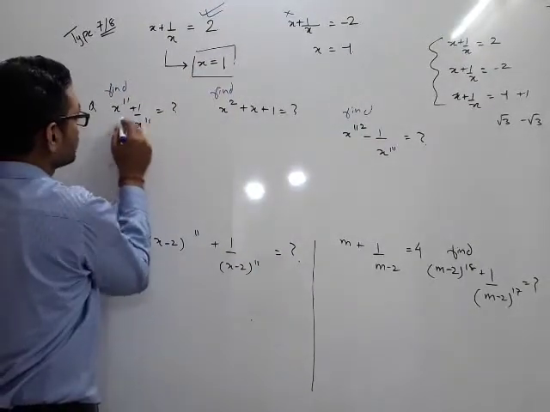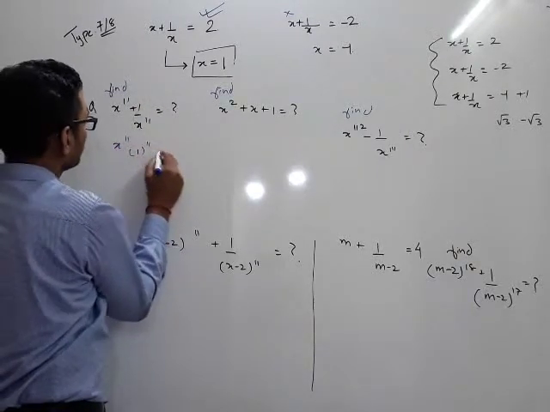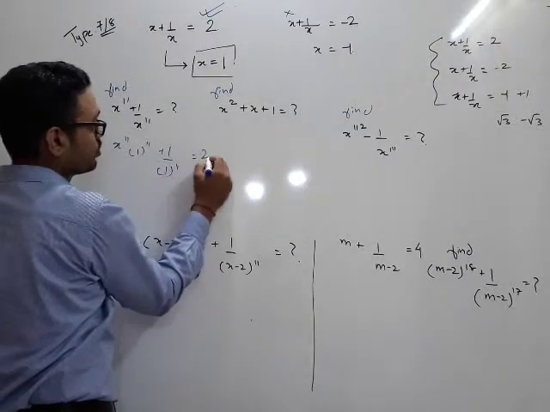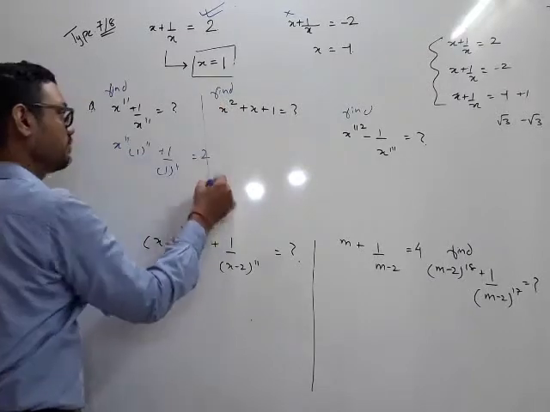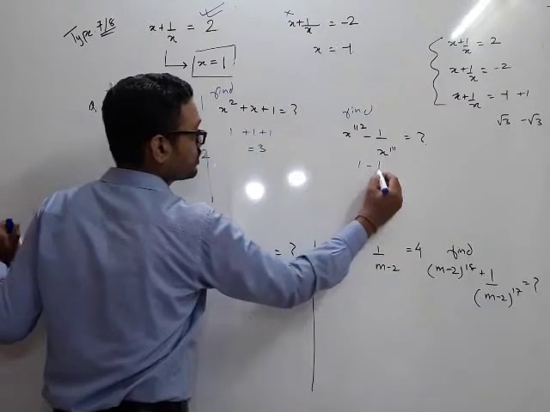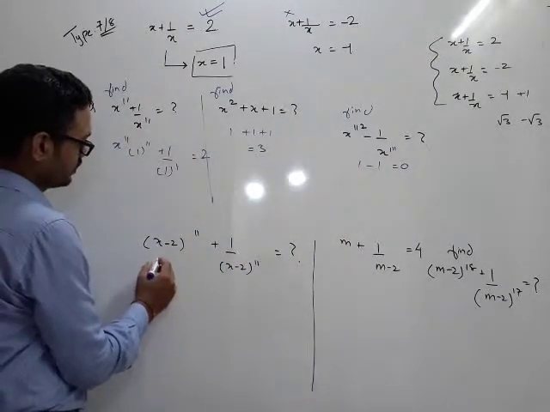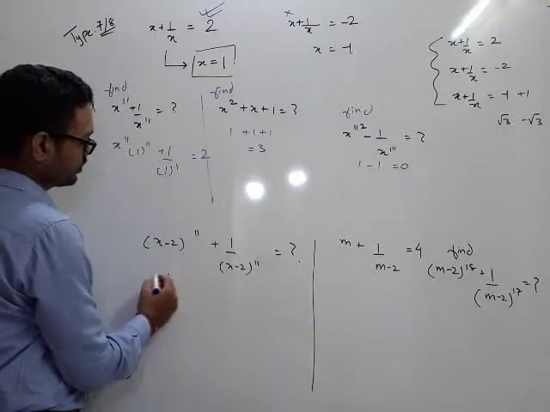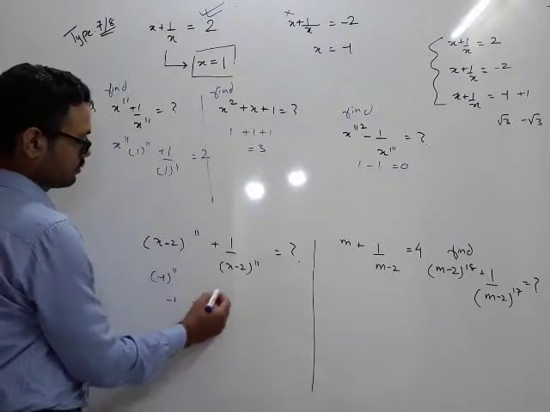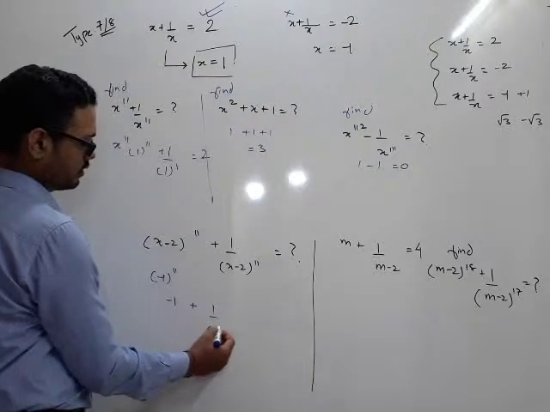When x is 1, x raised to 11 means 1 raised to 11, which will also be 1. So it is 1 plus 1, 2. Similarly here, 1 plus 1 plus 1, 3. 1 minus 1, 0. This is when x is 1. Then 1 minus 2 is minus 1 raised to 11. Odd power, so it becomes minus 1 plus, again 1 upon minus 1 raised to 11, odd power, which is minus 1.